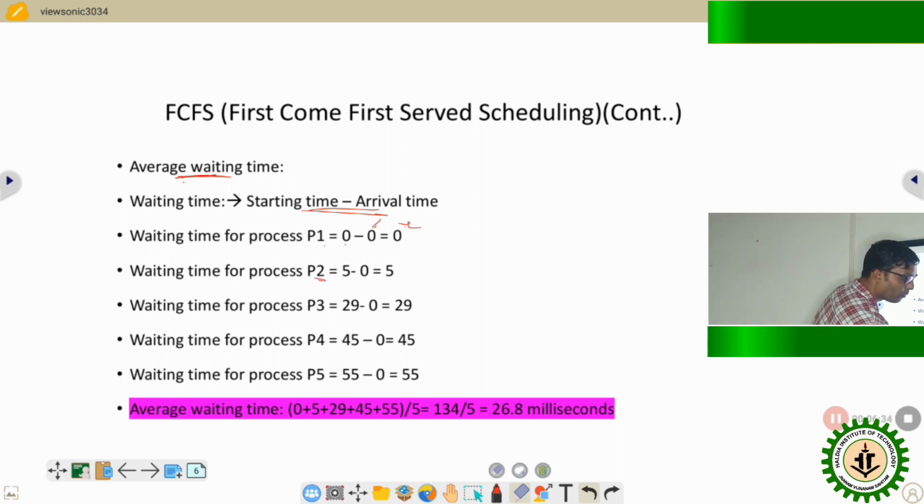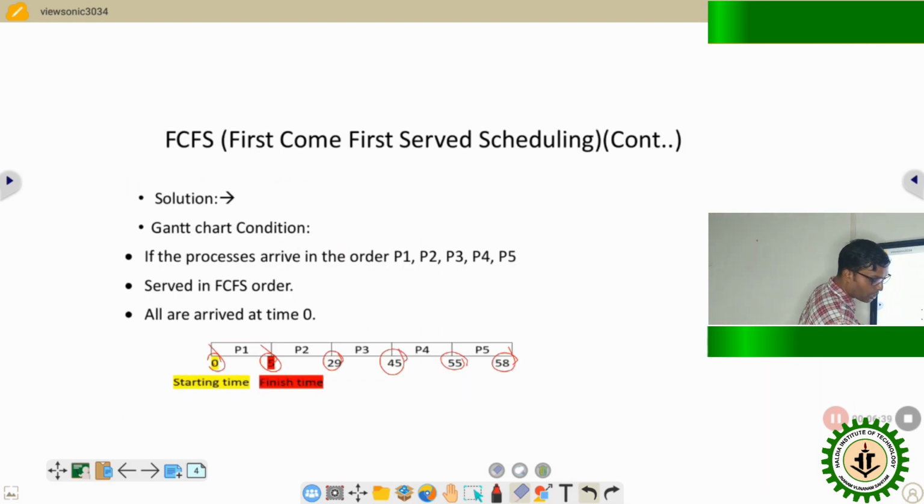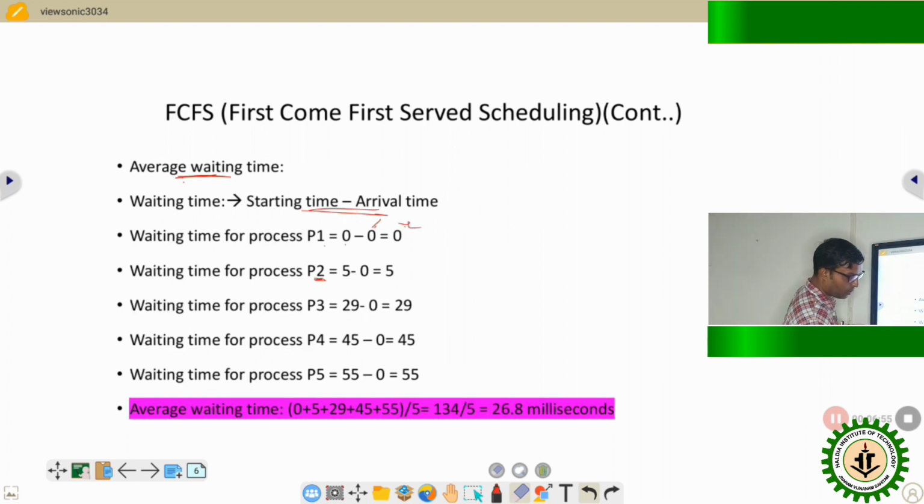For process P2, what is the starting time? This is the starting time of process P2. Process P3 starting time 29. Process P4 starting time 45. P5 55. See that. Process P2 starting time 5, P3 starting time 29, P4 starting time 45, and P5 starting time is 55.